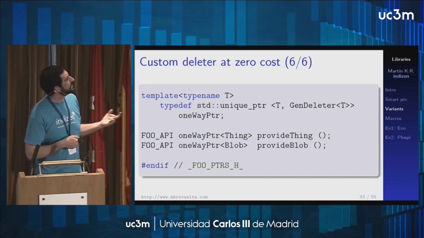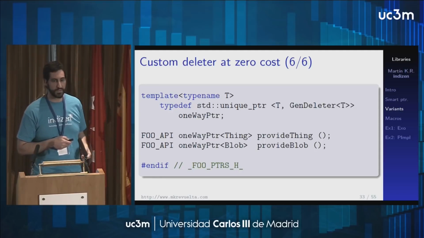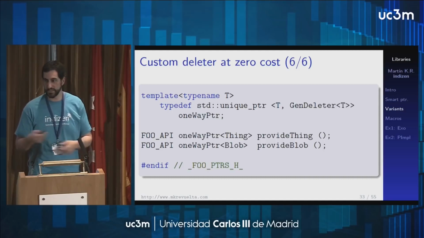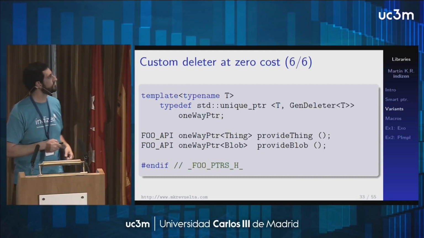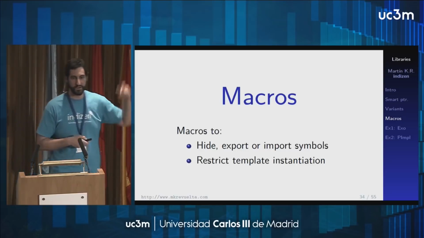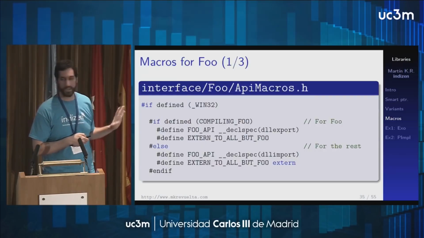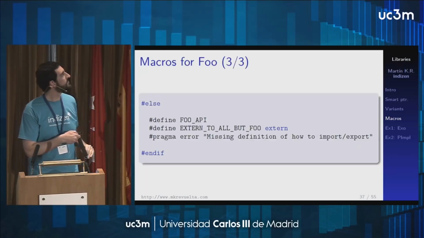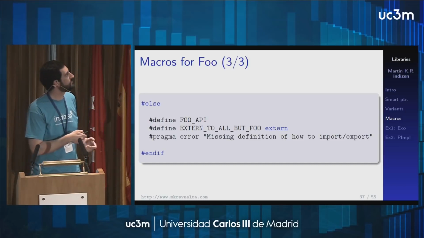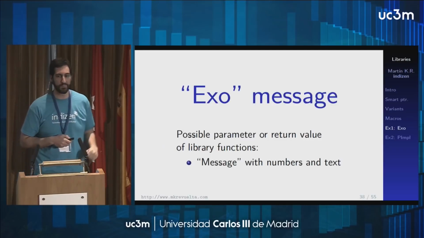And finally, we declare our unique pointer type, which can be templatized, and our functions providing things and blobs. Macros. The macros I showed before, for completeness' sake, I included them in the presentation, but I don't want to waste time on this. It's the typical stuff you know if you use Visual Studio. That does it for you, and a bit more, but that's it.